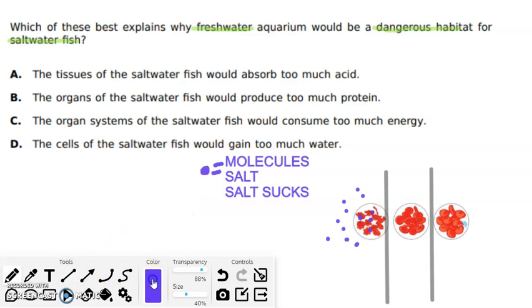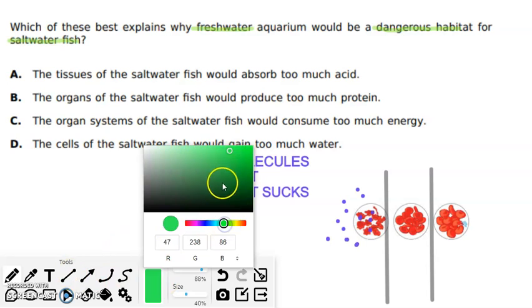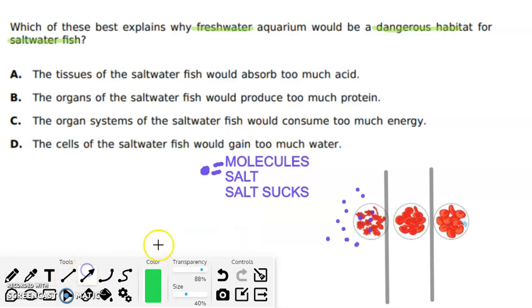Well, if that happens, then the salt is gonna, remember, salt sucks. So the water is gonna go from the inside to the outside of the cell. So when that happens, then the cells are going to shrink. Okay, so notice how those tiny red blood cells shrunk. Okay, let's look to the far left.